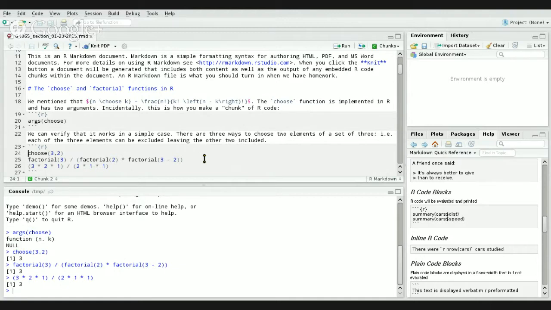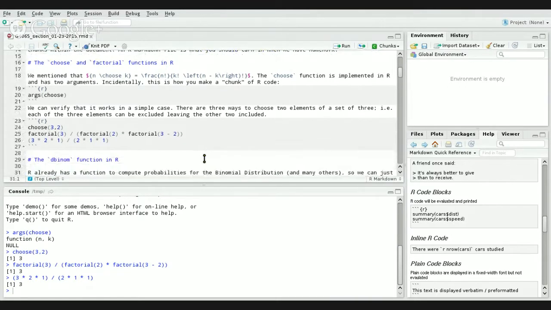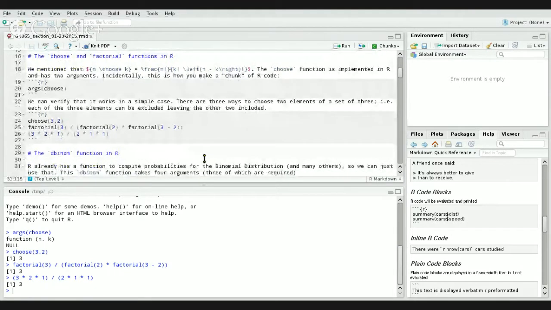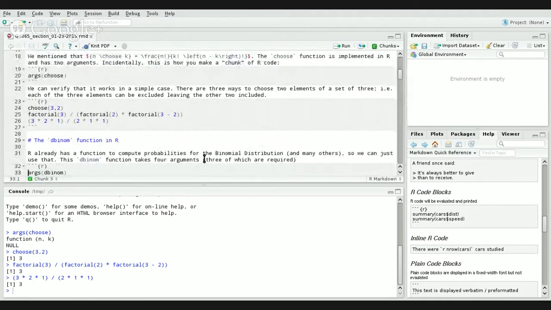However, since the choose function is already available, you should use it whenever it's necessary rather than factorial or manual multiplication. We also talked about the binomial probability function, and this is also implemented in R. The formula for that, again, was n choose x multiplied by p raised to the power of x multiplied by 1 minus p raised to the power n minus x.